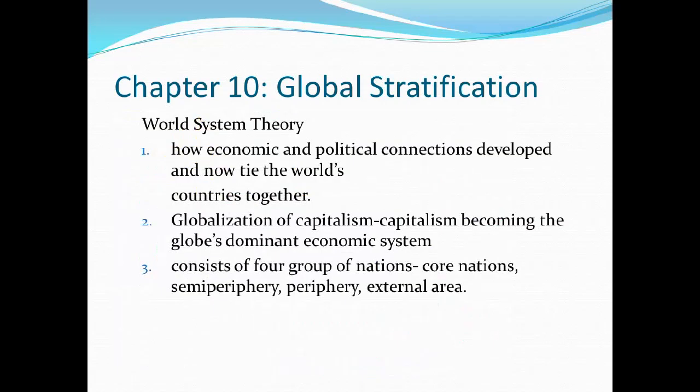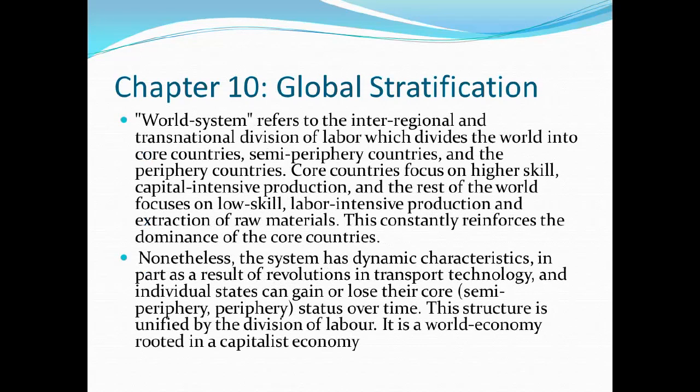World system theory, getting to my other theories, describes how economic and political connections develop and now tie the world's countries together. Globalization and capitalism, with capitalism becoming the globe's dominant economic system. It consists really of three groups we're going to talk about today: the core nations, the semi-periphery, and the periphery nations. Let's exclude the external areas. Let's talk about those three. World system theory refers to the interregional and transnational division of labor, which divides the world into core countries, semi-periphery countries, and peripheral countries. Kind of like the rich, the middle class, and the peripheries are the underclass, the lower class.